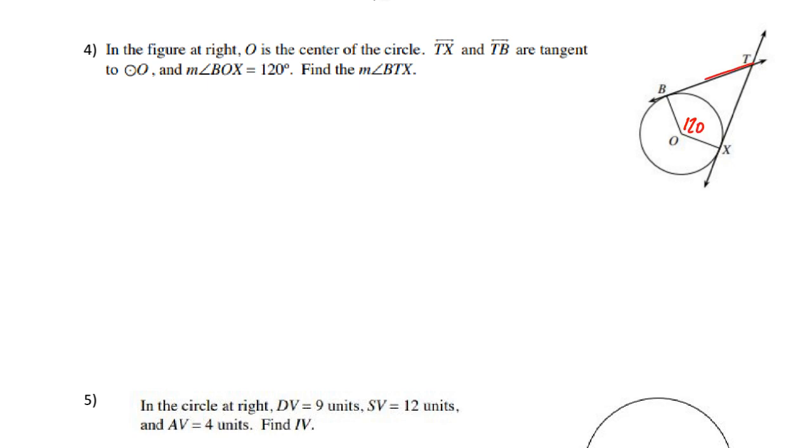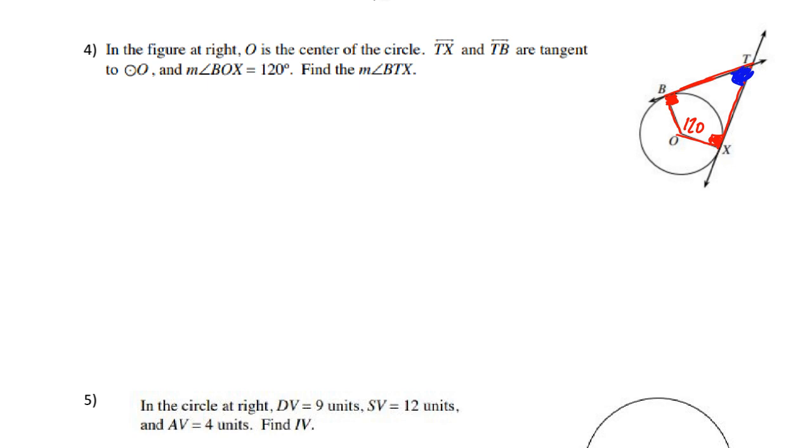Recall that this is a tangent. They confirmed that this is a tangent, and a tangent with a radius of a circle will make a 90-degree angle. And also TX is a tangent to that circle, so OX and TX will make a 90-degree angle. Now you want to find the measure of angle BTX, which is this angle that's here.